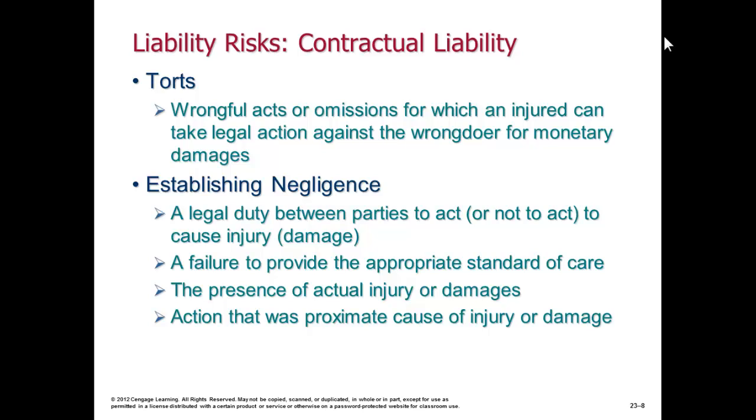Establishing negligence is another process where you have to try to determine if there has been some negligent activity. It's a legal duty between parties to act or not to act to cause injury or damage. Negligence is also a failure to provide the appropriate standard of care, or it's the presence of actual injury or damages that occur, or it's an action that was proximate cause of injury or damage. In other words, if you've done something or you are operating in a way that is negligent, then you're going to be liable in any injury or damage that results from that negligence.